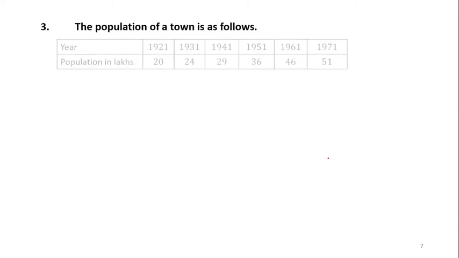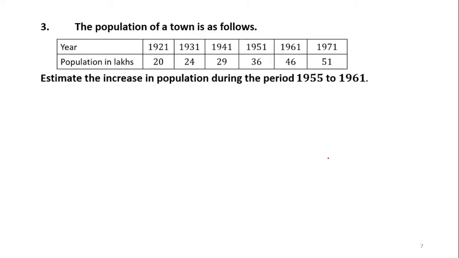Now, next problem. The population of a town is as follows. The years are 1921, 1931, 1941, 1951, 1961 and 1971, and the corresponding populations in lakhs are 20, 24, 29, 36, 46 and 51 respectively. Estimate the increase in population during the period 1955 to 1961.